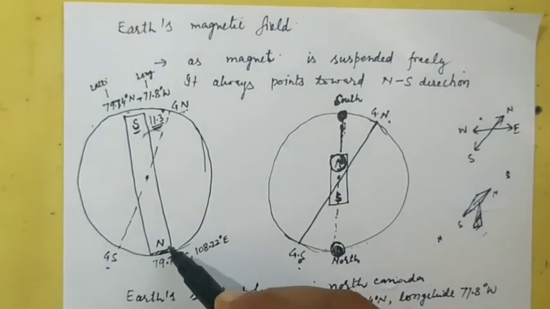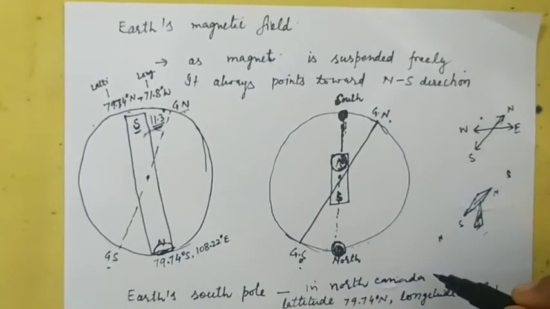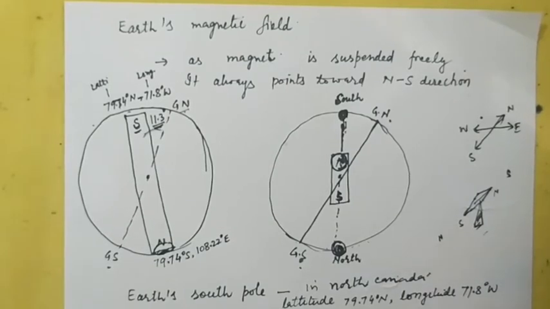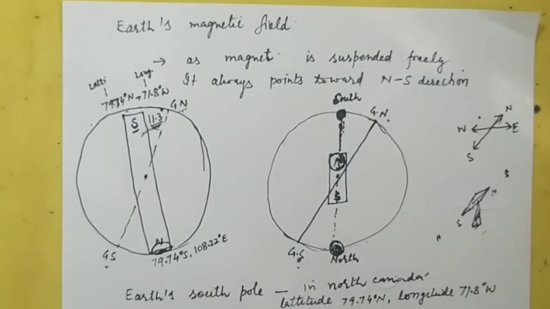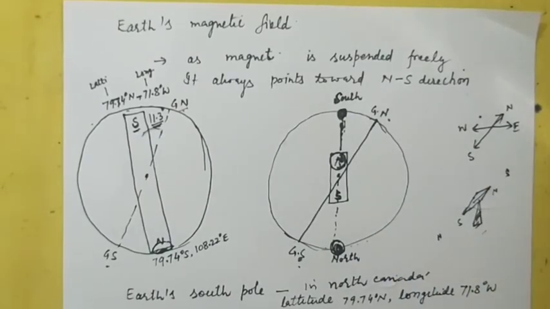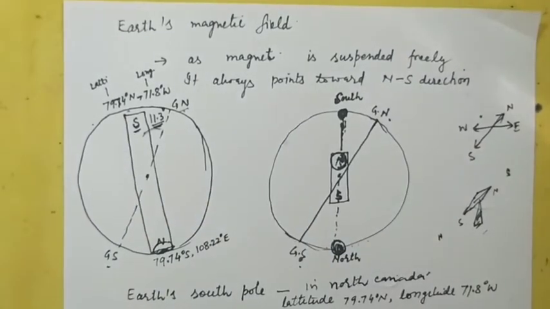Now if you find the location of the north and south pole, you can find that Earth's south pole lies in northern Canada, having a latitude value of 79.74 north, longitude 71.8 degrees west. Similarly, Earth's north pole lies in Antarctica, having a latitude of 79.74 degrees south, same, and a longitude of 108.22 degrees east. So these are the locations of the Earth's magnetic poles.